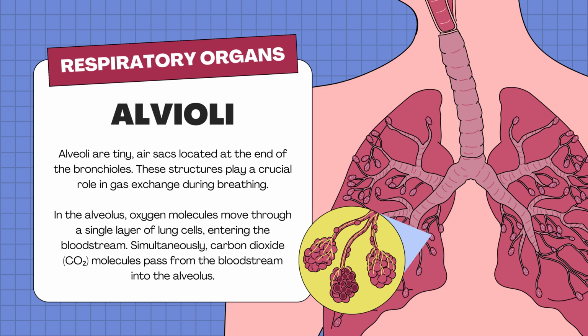Alveoli. Alveoli are tiny air sacs located at the end of the bronchioles. These structures play a crucial role in gas exchange during breathing. In the alveolus, oxygen molecules move through a single layer of lung cells, entering the bloodstream. Simultaneously, carbon dioxide, CO2, molecules pass from the bloodstream into the alveolus.